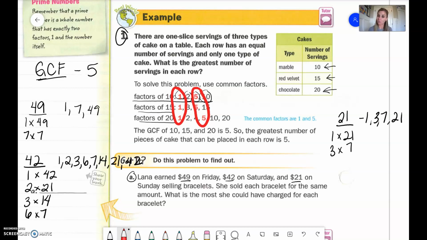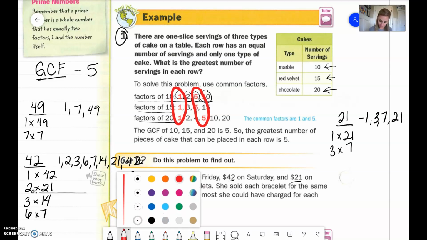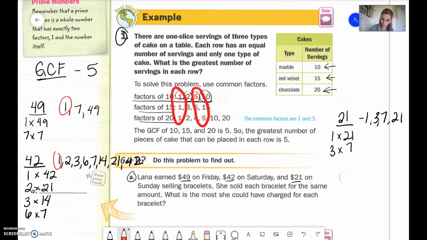So now I'm going to circle the ones that they have in common. Okay, so I know that they all have a 1. I notice that they all have a 7. And that's it. So my greatest common factor of 49, 42, and 21 is 7. Okay? All right, let's move down below.